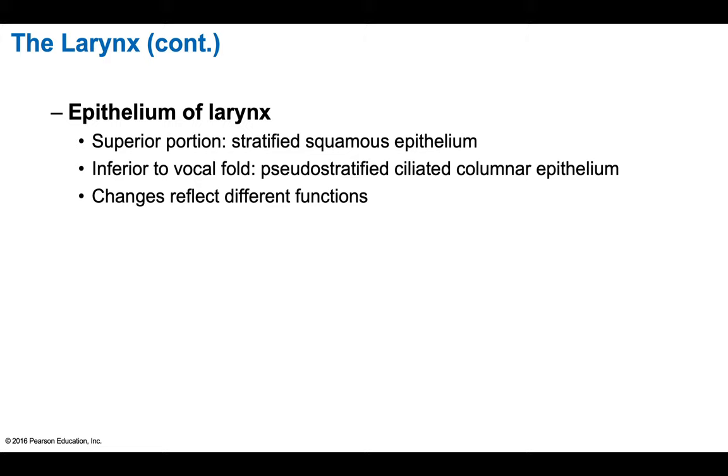Now, once we go below the vocal folds, the epithelium transitions to a pseudostratified ciliated columnar type that filters dust. The stroke of its cilia is directed upwards towards the pharynx to continually move mucus away from the lungs. We help move mucus up and out of the larynx when we clear out our throat.